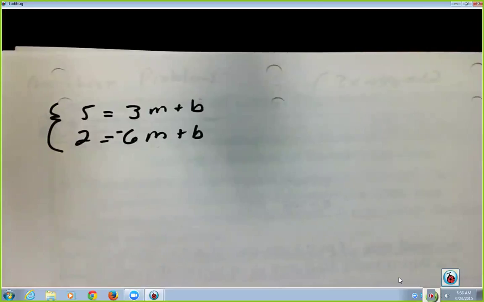Pick a variable to make go away. Either one works nicely in here. Top one you'd have to multiply by 2 to make the M's go away. Bottom one you have to multiply by negative 1 if you want to make B's go away. So it's your choice.